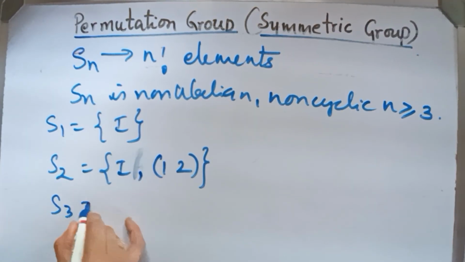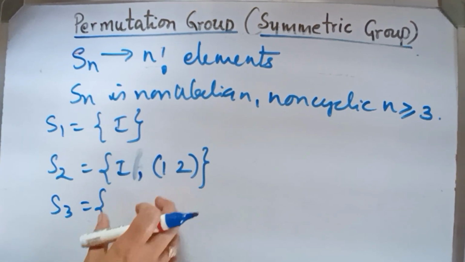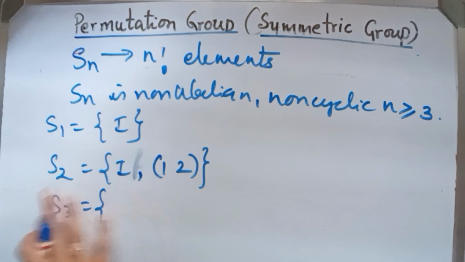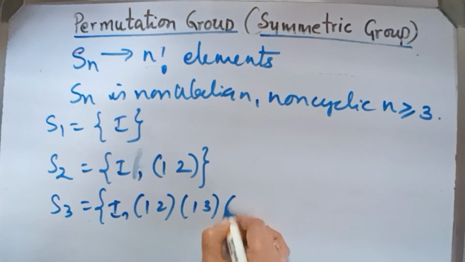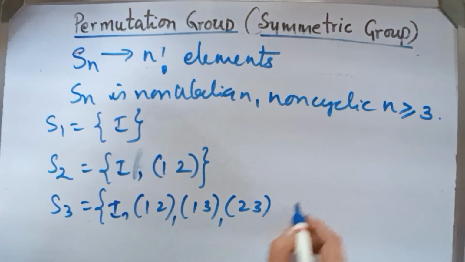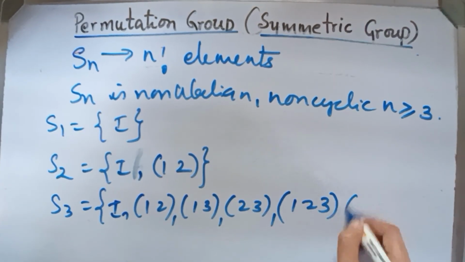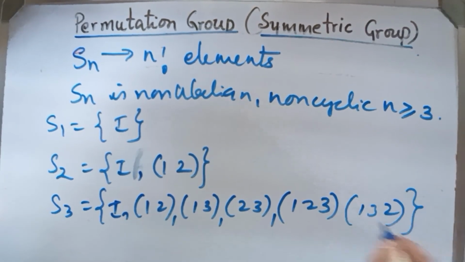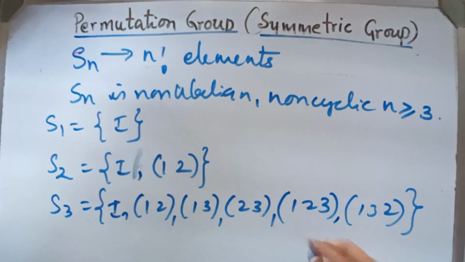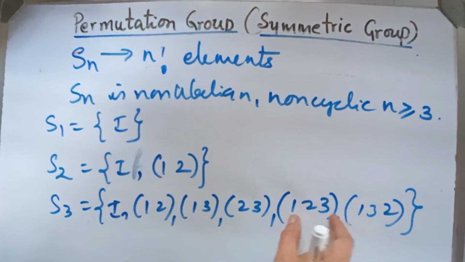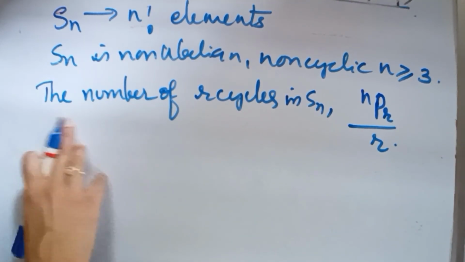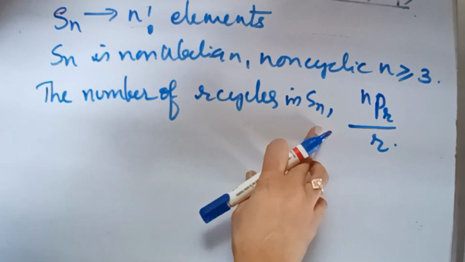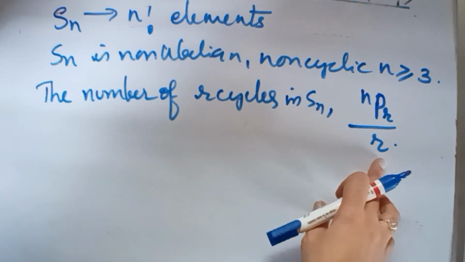Now S3 in the cycle notation, because cycle notation helps you simplify this set Sn: I, (1 2), (1 3), (2 3), then (1 2 3) and (1 3 2). Totally there are 6 elements. There are no commas in between the elements. This is one element, this is another element, like this. And one more formula you can remember: the number of r-cycles in Sn is nPr divided by r.